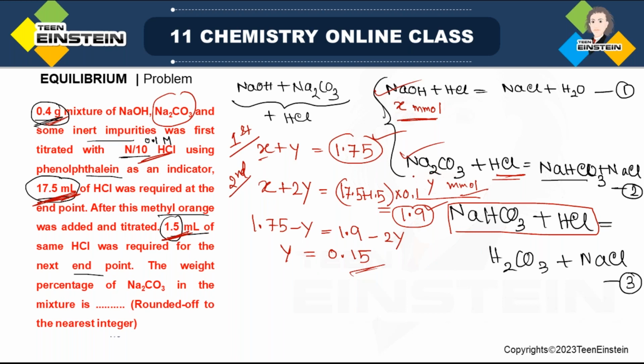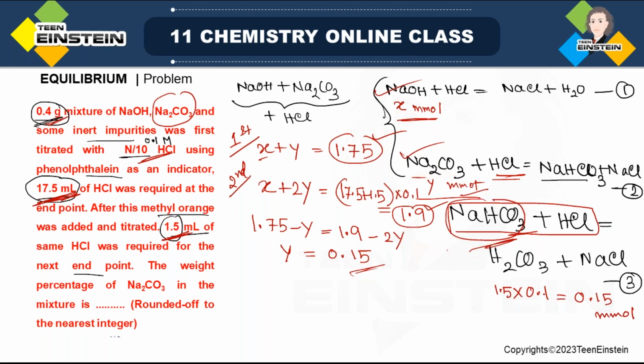Now, number of moles of Na2CO3: from 1 mole of Na2CO3, basically you will get 1 mole of NaHCO3. So if you simply consider the second titration, where only 1.5 multiplied by 0.1 millimole of HCl is used, which is nothing but 0.15 millimole. So this millimole of HCl is required for this salt.